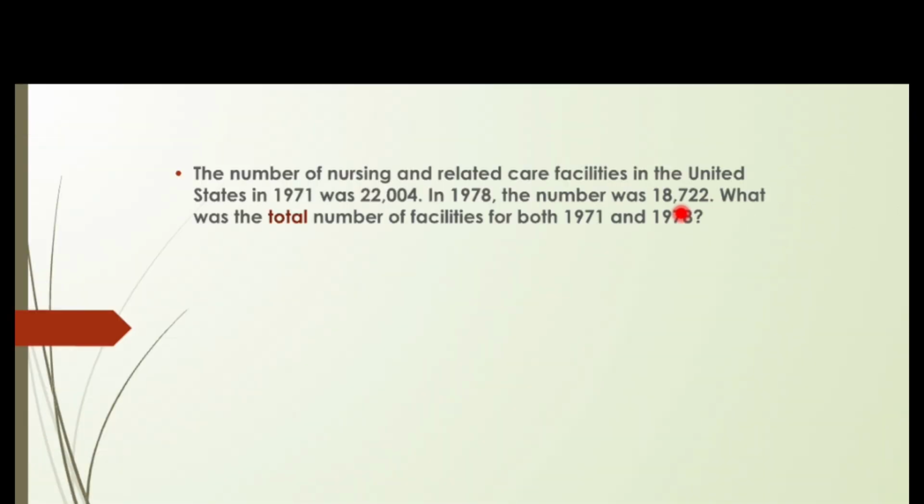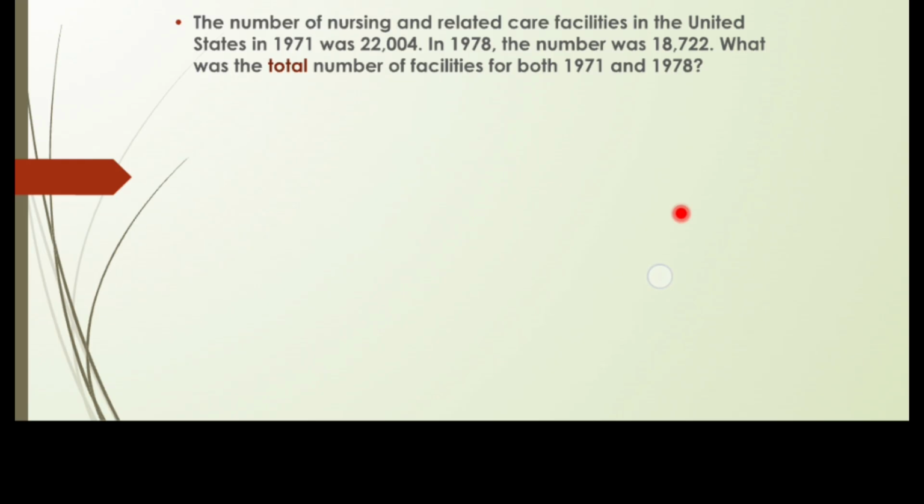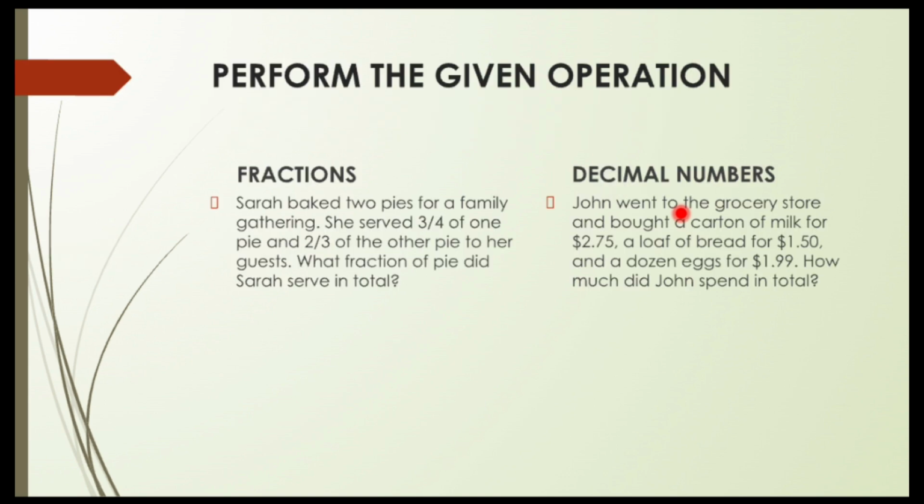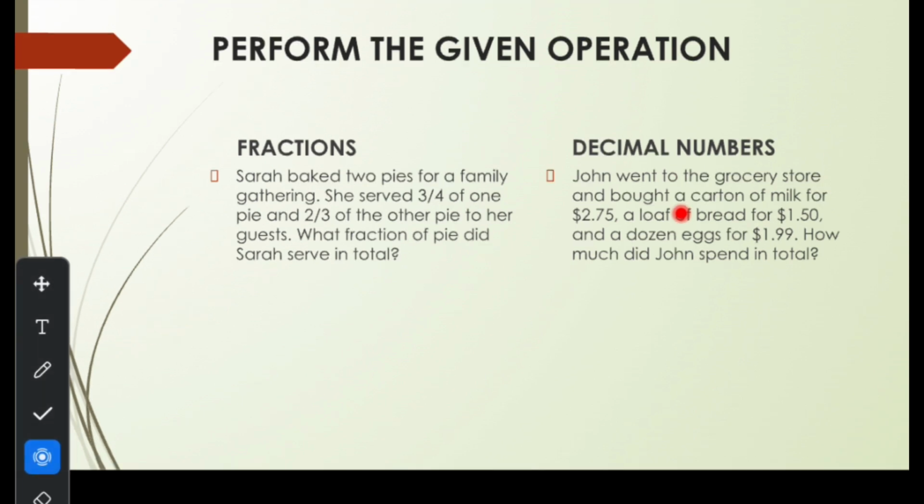Moving to the next question. Now, the next 2 questions are from fractions and decimal parts. Again, over here, we need to read the question first. Let's start with the extreme left question. Sarah baked 2 pies for a family gathering. She served this of 1 pie and this of the other pie. What fraction of pie did Sarah serve in total?